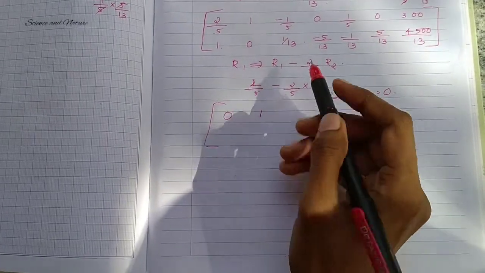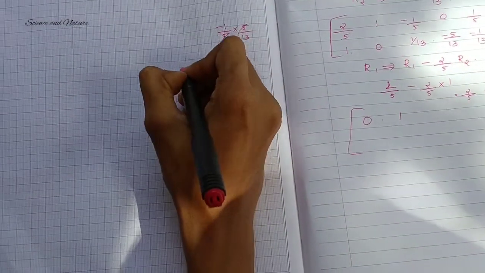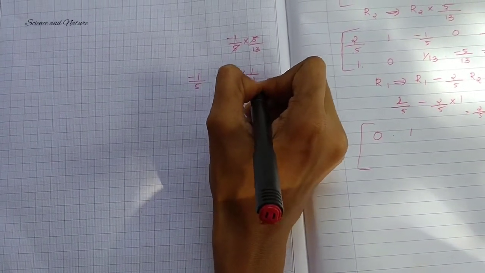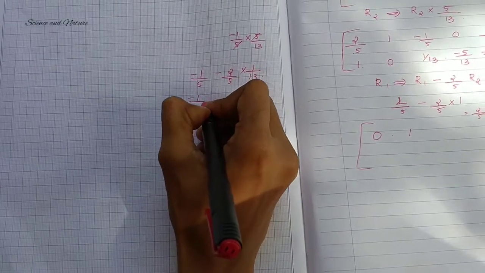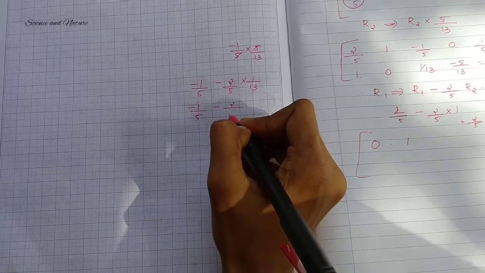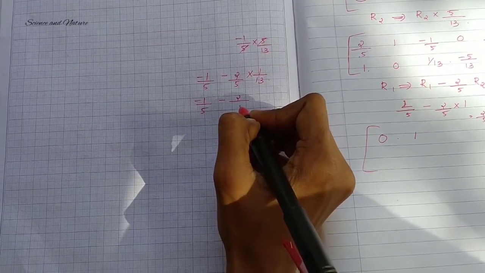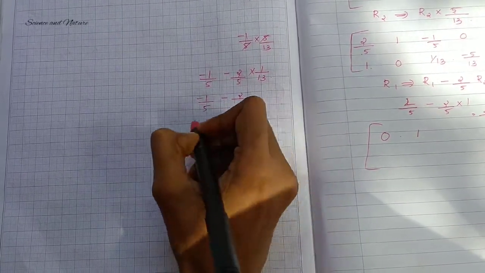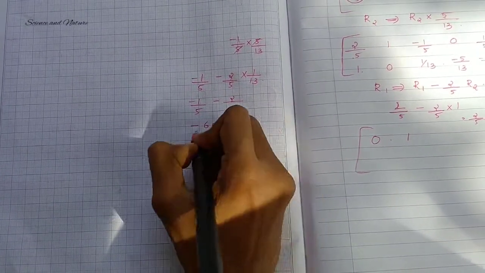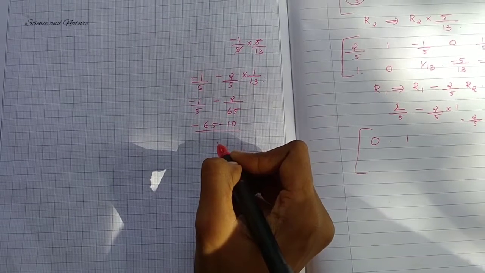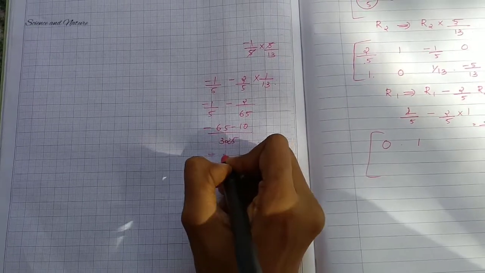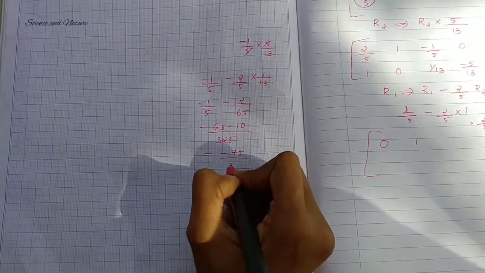Next one is minus 1 by 5 minus 2 by 5 into 1 by 13, which is equal to minus 1 by 5 minus 2 by 65. Then we need to do the cross multiplication. Minus 65 minus 10 divided by 65 into 5, 325. That is minus 75 by 325.